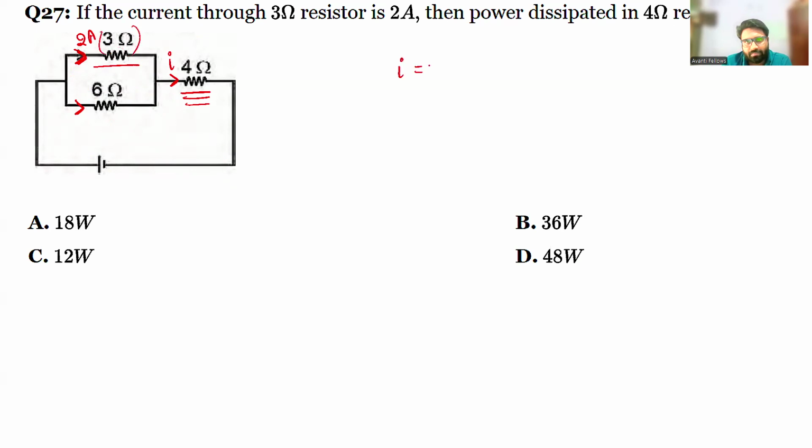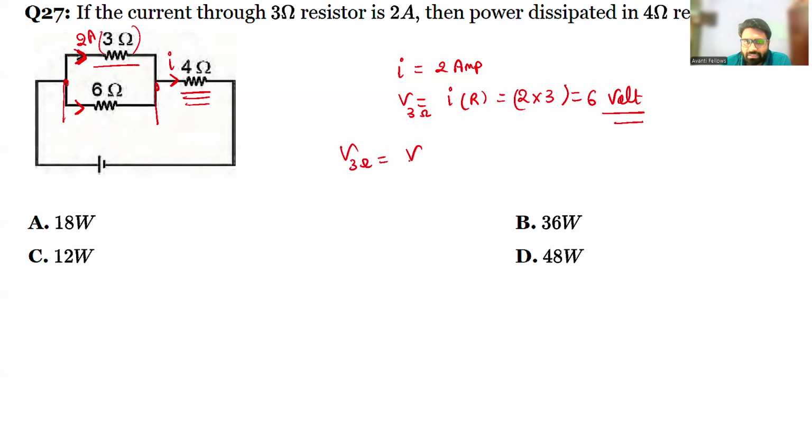Because I also know the current in the 3 ohm is 2 ampere. What would be V? So V at 3 ohm will be the current I through that particular resistor and the value of resistance itself. So I is 2 ampere and the resistance is 3, so it will become 6 volt. And since these two are in parallel combination, whatever the potential difference across the 3 ohm resistor, the same will be the potential difference across the 6 ohm resistor. So at the 6 ohm resistor, the potential difference is 6 volt.